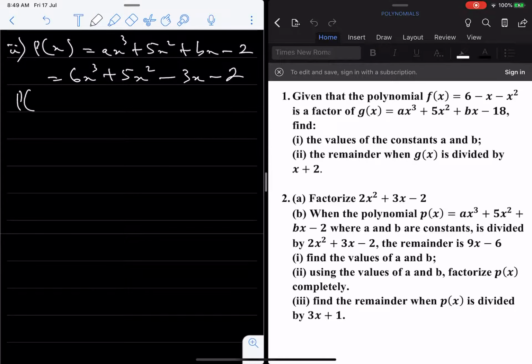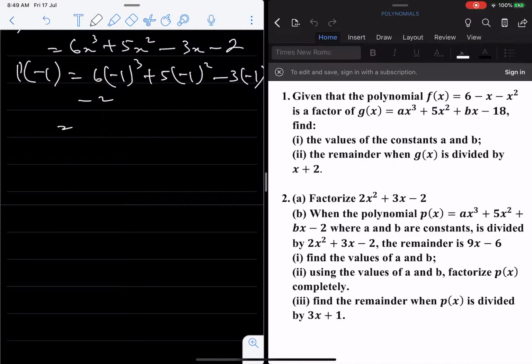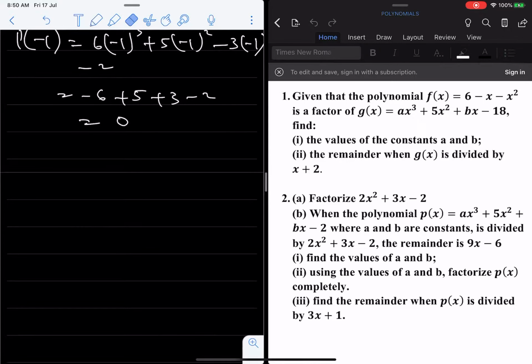So let's write that check. P of minus 1 is equal to 6 times minus 1 cubed plus 5 times minus 1 squared minus 3 times minus 1 minus 2. And that's equal to minus 6 plus 5 plus 3 minus 2, which is equal to 0. Minus 6 plus 5 is minus 1, plus 3 is 2, 2 minus 2 is 0. So that means x plus 1 is a factor of P of x.